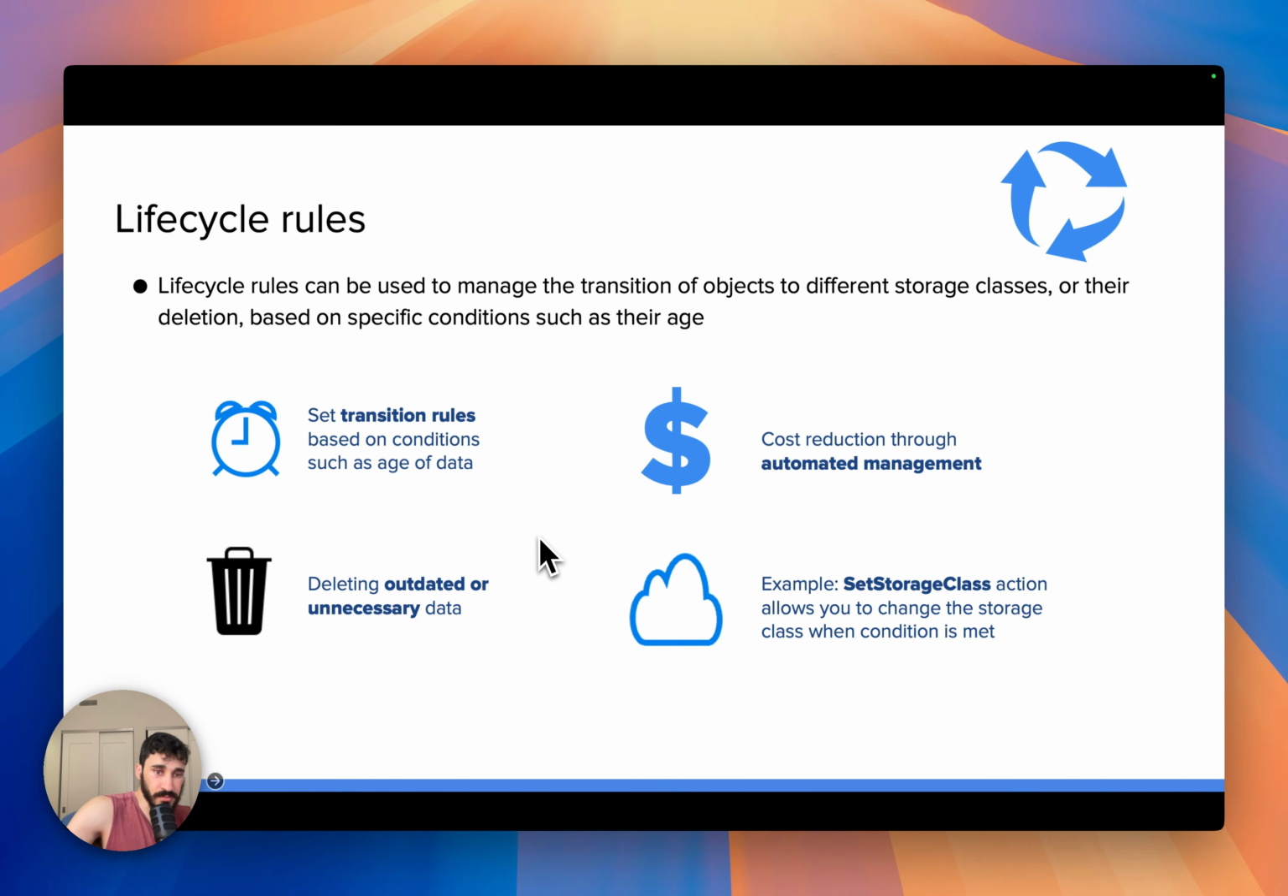And one of the ways that you can change the storage class for a specific object is actually with Lifecycle Rules. And we're going to talk about Lifecycle Rules now. So Lifecycle Rules can be configured for objects within a bucket or even an entire bucket at a time. And they can be used to manage the transition of objects to different storage classes or their deletion based on specific conditions such as their age. So you set transition rules based on conditions such as the age of the data. It's good for deleting outdated or unnecessary data. It's good for cost reduction through automated management.